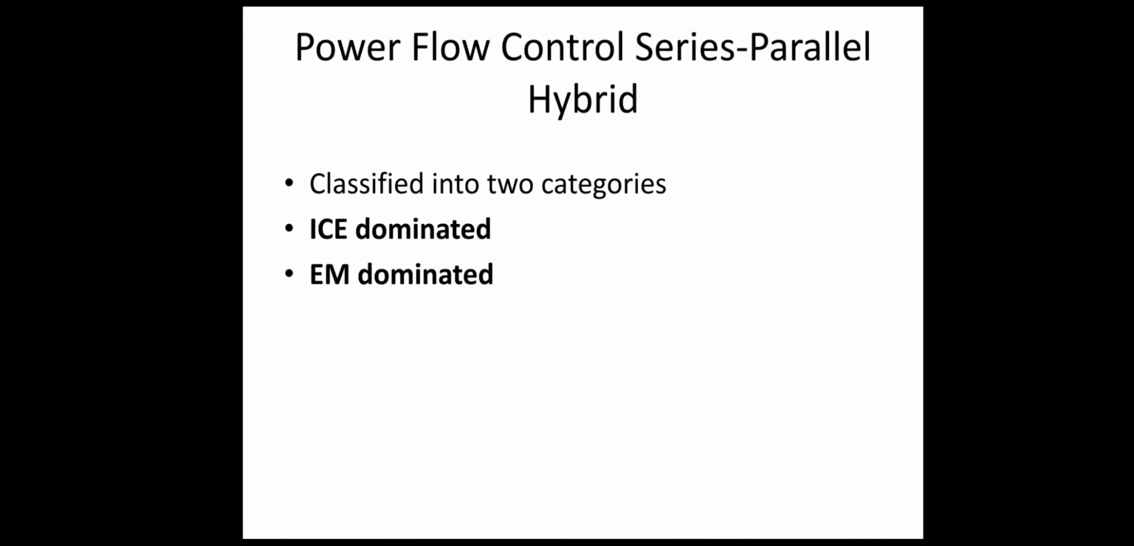So that is the combination of that. The series-parallel hybrid system involves the features of series and parallel hybrid systems. So it is a combination of the series and parallel hybrid systems. A number of operation modes are feasible, and therefore these hybrid systems are classified into two categories. First is the IC engine dominated, and the second is the electric motor dominated. So first we show the IC engine dominated system.